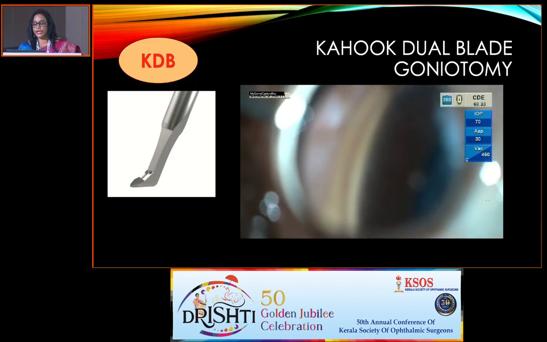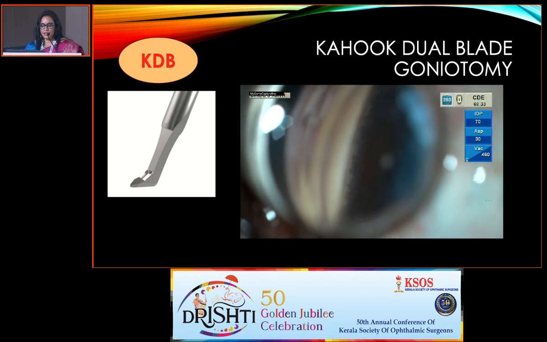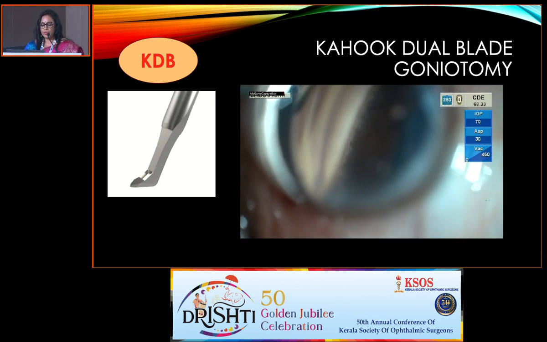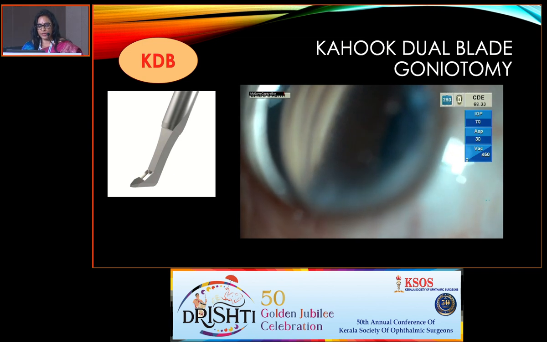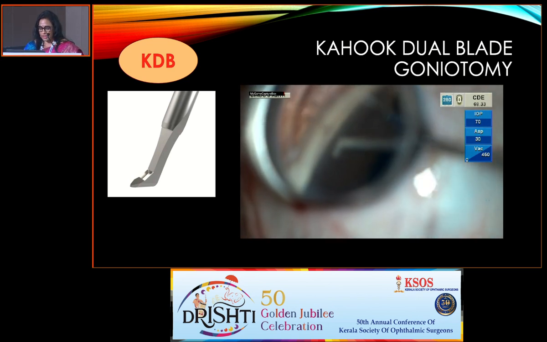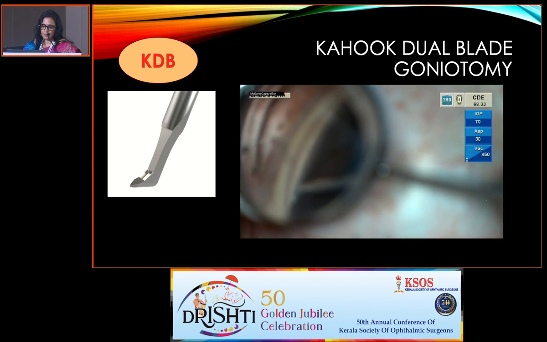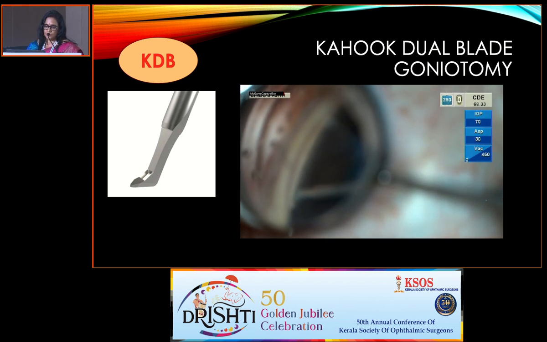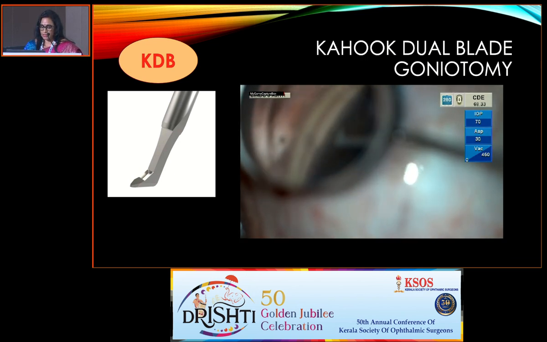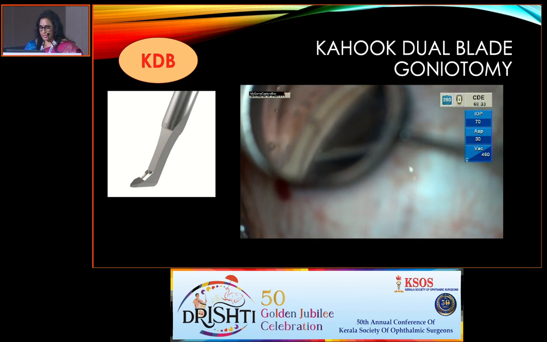Then you can move on to the KDB, which is similar to the 26 gauge needle. It is just more pricey, I'll tell you. But you can do the same procedure. You do one side and then turn it and do the other side also. So until your hand moves, you can cover the angles. Then turn it and you do the same procedure.